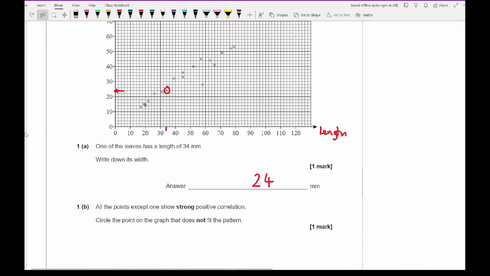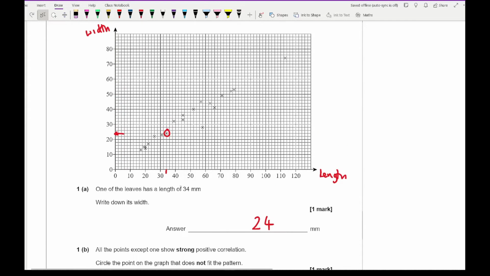Then for the second one, it says all the points except one show strong positive correlation. Circle the point on the graph that does not fit the pattern. So you can see that it is showing positive correlation because it's all going up. So if we were to draw a line of best fit, it would look like that. Which one looks kind of off? Now this one is really particularly difficult. You would expect one to be a little bit more rogue, but I would go on a whim and say it's more likely going to be this one here. So that is my answer for B.